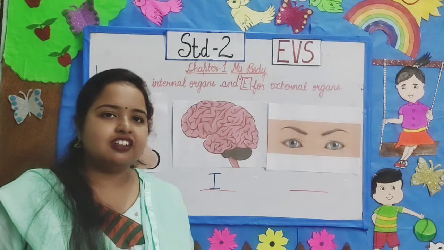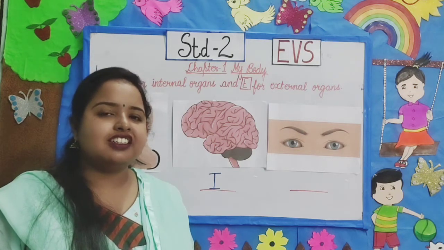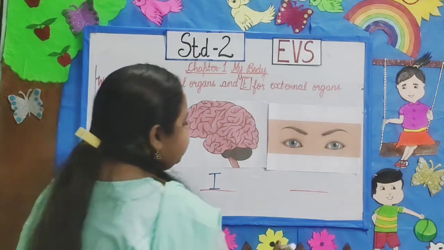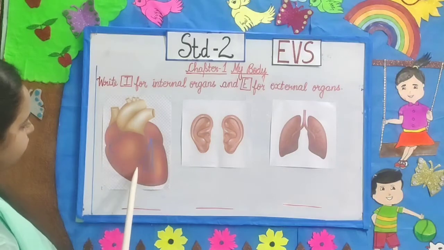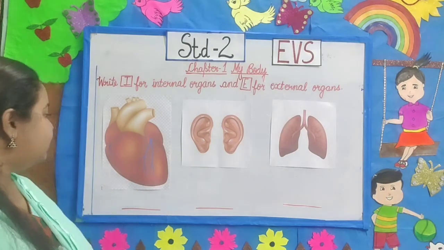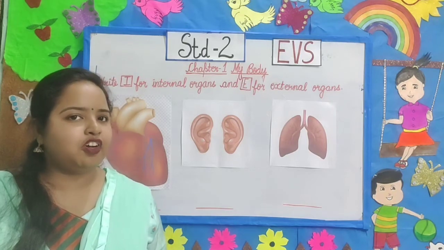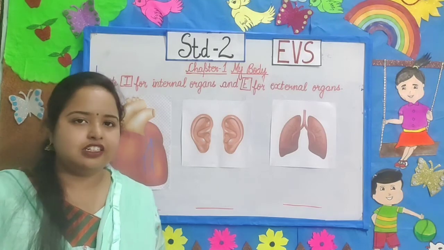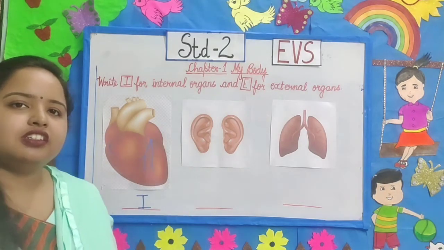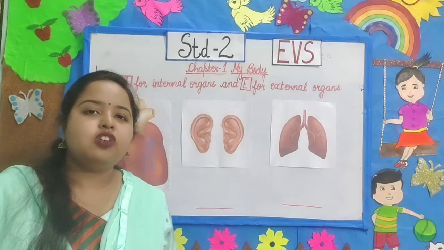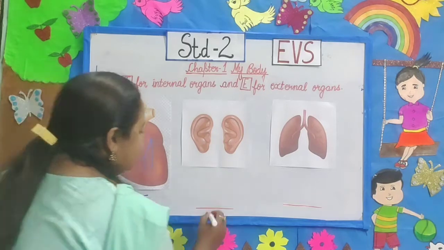Identify the next picture, children. Yes, these are our eyes. So, is it an internal or an external organ? Yes, it is an external organ. So, we'll write E. Few more. Identify this picture, children. Yes, this is our heart. Can we see our heart? No, we cannot. So, is it an internal or an external organ? Yes, it is an internal organ. We'll write I. Identify this picture. Yes, these are our ears. So, can we see our ears? Yes, we can. So, it is an external organ. We'll write E.